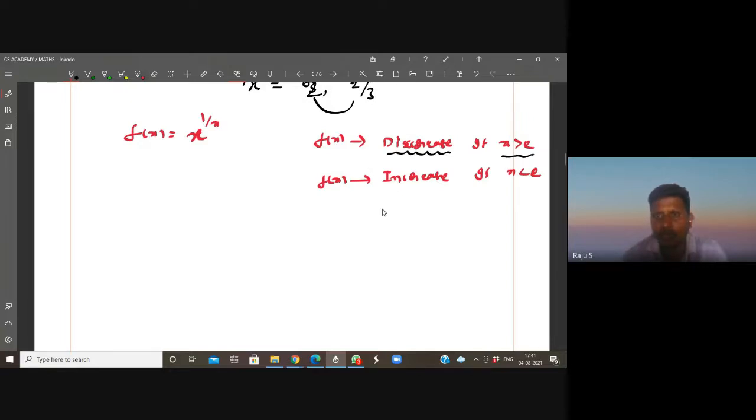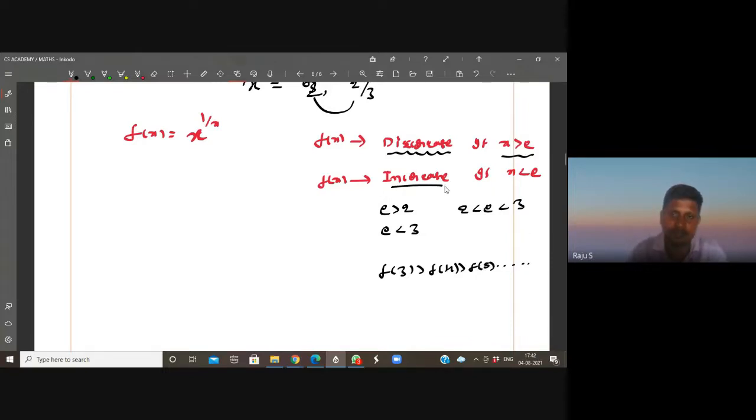So, what is the e value? e is greater than 2, but e is lesser than 3. So the e value lies between 2 and 3. When x is greater than e, the function value decreases. So f of 3 is greater than f of 4, which is greater than f of 5, and so on, till infinity. But it will increase when the x value is lesser than e.